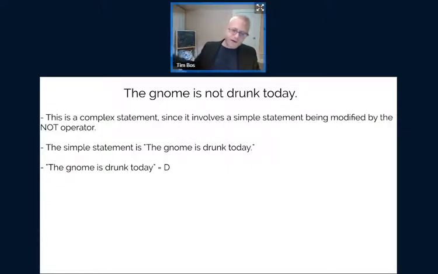Yeah, so for negations, if it's just one little sentence like this is not the case, right? Socrates is not wise. The gnome is not drunk today. It isn't raining. Anytime you have any kind of negation in there, where you're saying that something is not true or not the case, then you simply take the "that's" thing.